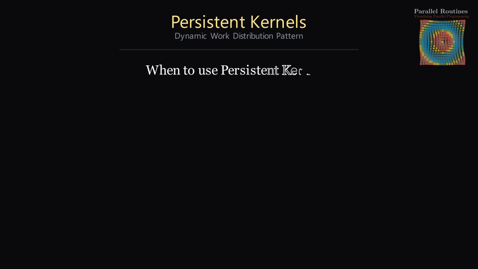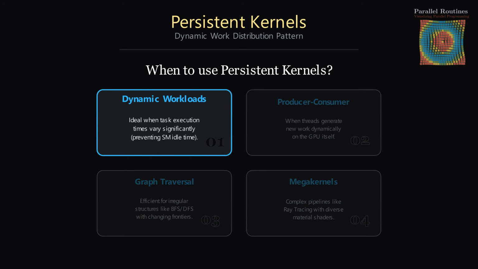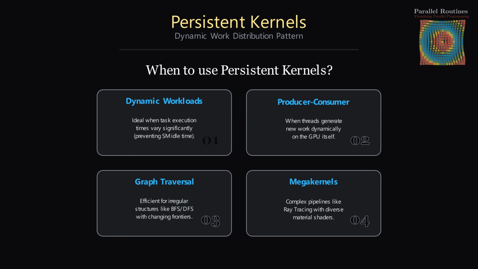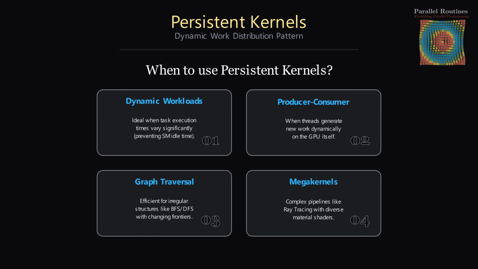When should you use persistent kernels? Let's explore 4 key scenarios where this pattern excels. First, dynamic workloads. When your tasks have vastly different execution times, persistent kernels prevent streaming multiprocessors from sitting idle while others finish lengthy computations. Second, producer-consumer patterns.